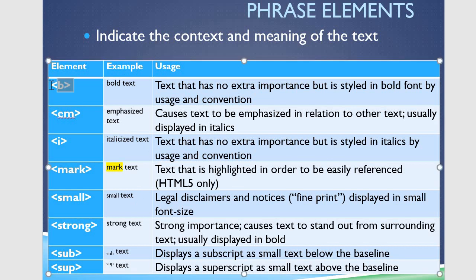So B, the tag element B, bold text. See, bold font. EM, emphasized text. So here you can see it will be displayed in italics. I, italicized text. Here also it will style the text as italics. So if you use EM or if you use I, the text will be displayed in italics.